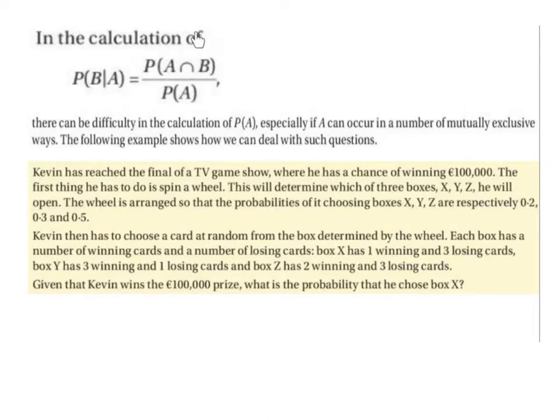In the calculation of the probability of B given A, which is equal to the probability of A intersection B divided by the probability of A, there can be difficulty in the calculation of the probability of A, especially if A can occur in a number of mutually exclusive ways. The following example shows how we can deal with such questions.